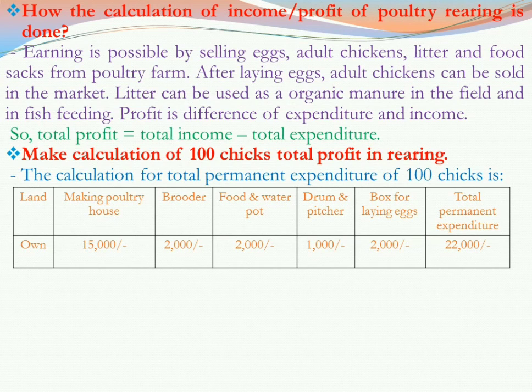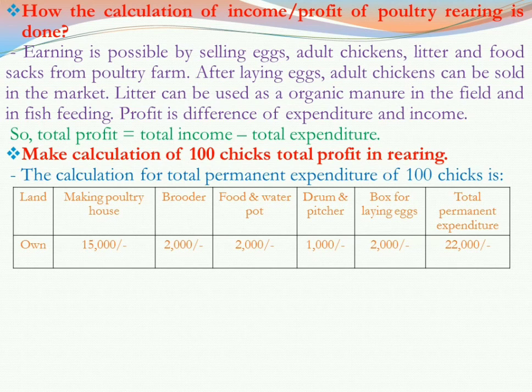Making the poultry house, for the time being, should be 15,000. Brooder for 100 chickens is 2,000. Food and water pot for 100 chickens costs 2,000. Drum and pitcher for laying eggs is 1,000 taka, and box for laying eggs is 2,000.